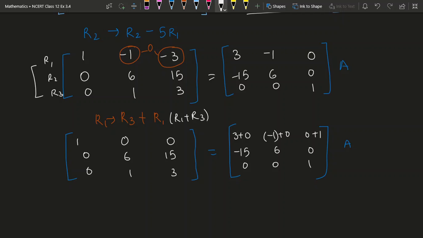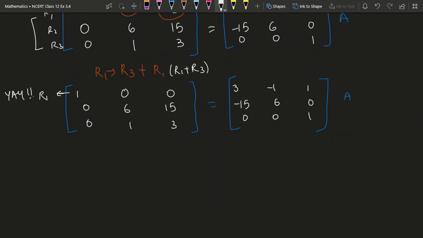So we have solved the first row. You have got the first row. That's something that you should cheer about. And 3 plus 0 is, well, 3. -1 plus 0 is -1. 0 plus 1 is 1. Great. So now we have solved for the first row. Let's move on to the other rows that you have.